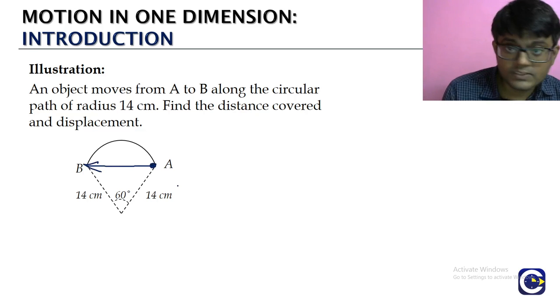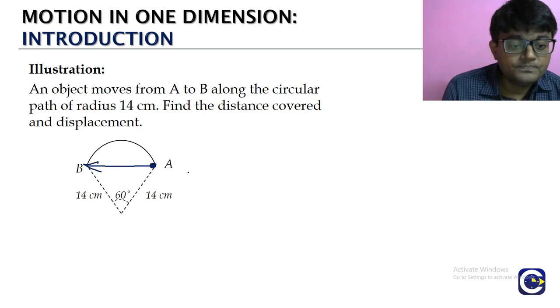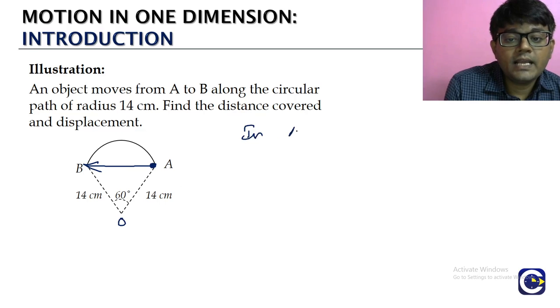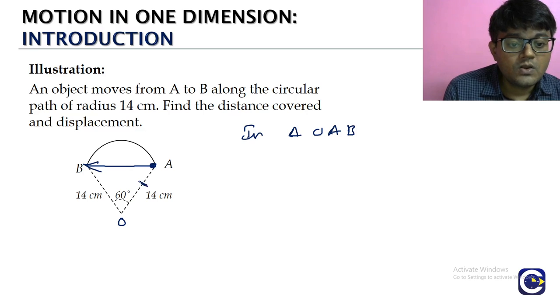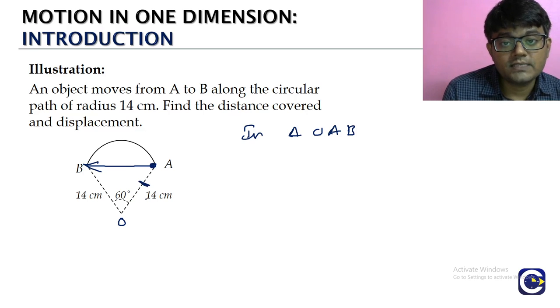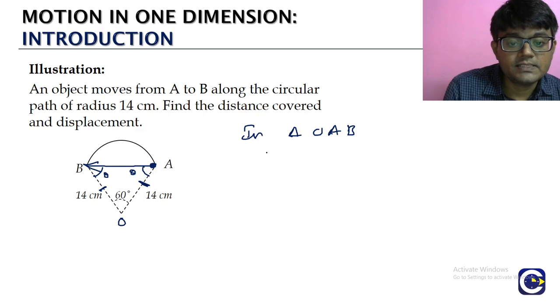Correct. This is the displacement. Now let us call this O. O represents the center of the particular circle. In triangle OAB, observe this carefully. What is the triangle we are observing? OAB triangle. OA is the radius of the circle. OB is the radius of the circle. Means the corresponding opposite angles will be equal, right? Means this will be theta, this will be theta.